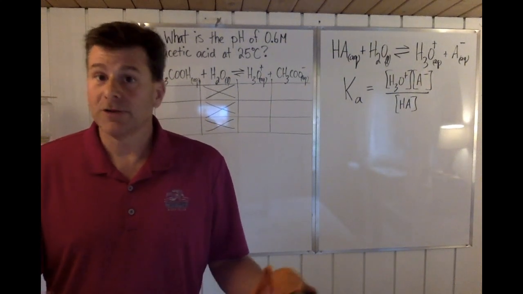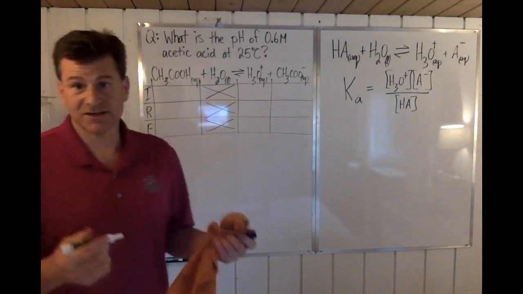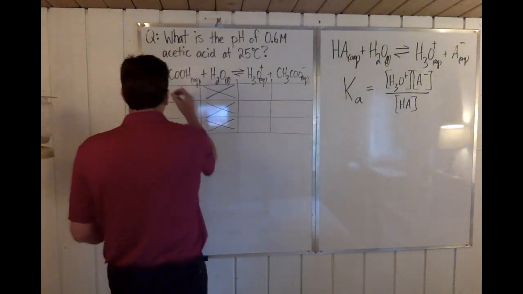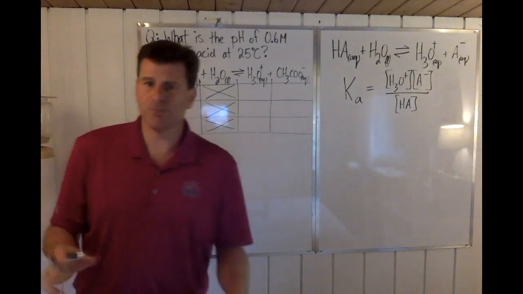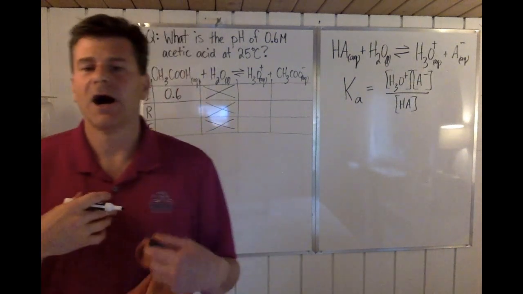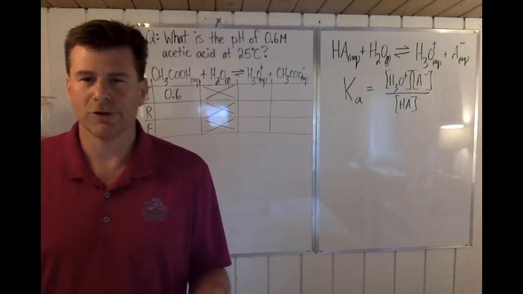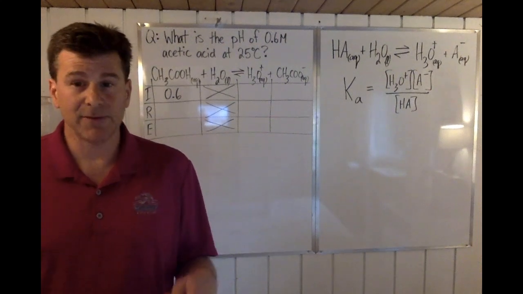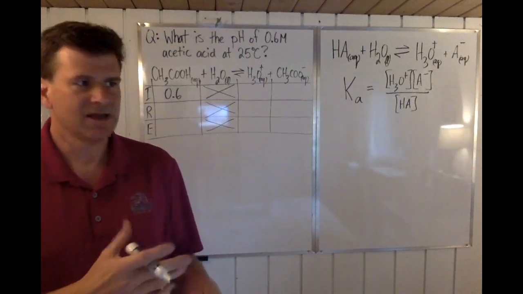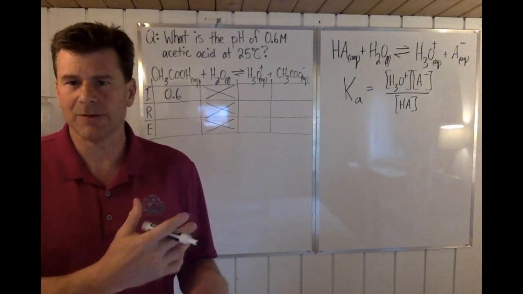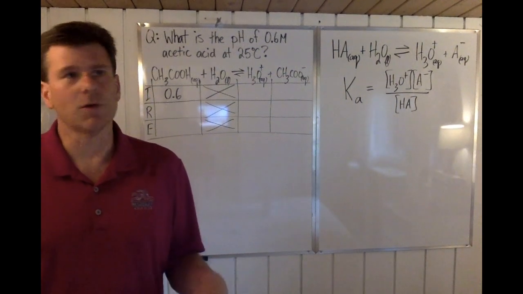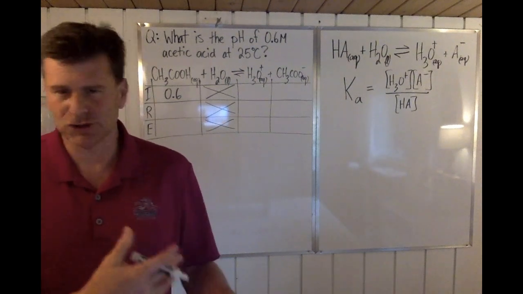What else do I know? I know the initial concentration of the acetic acid. It was told to me in the question. So 0.6 molar. You can put the molar in if you want. I'm not super picky about putting molar in because I understand that an IRE table is really just a graphic organizer for organizing your numbers and your thoughts. So it's not really an official communication thing.